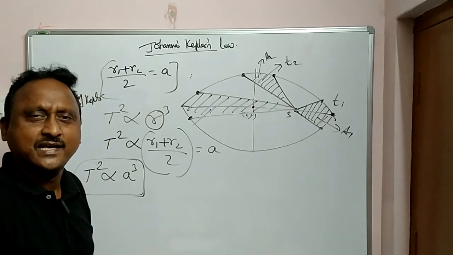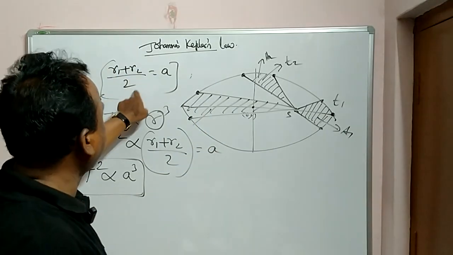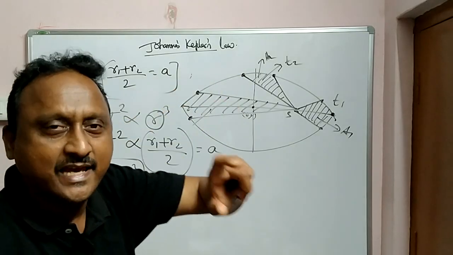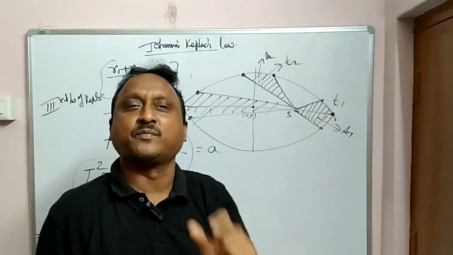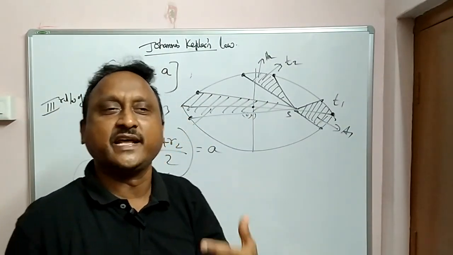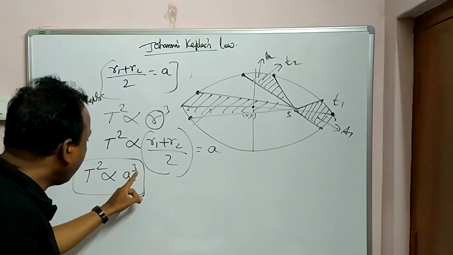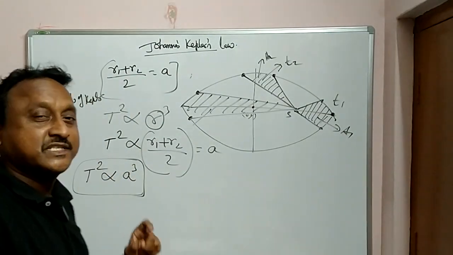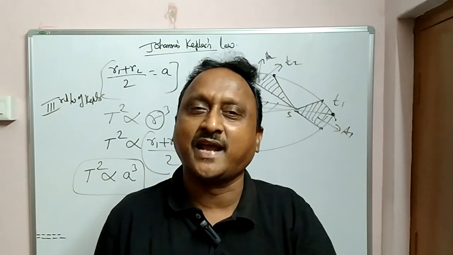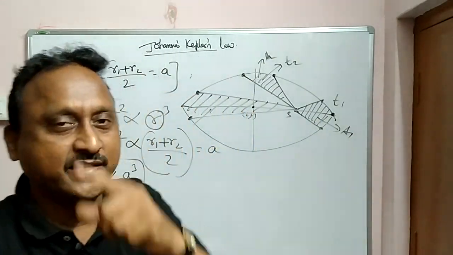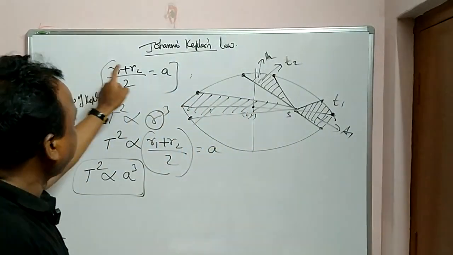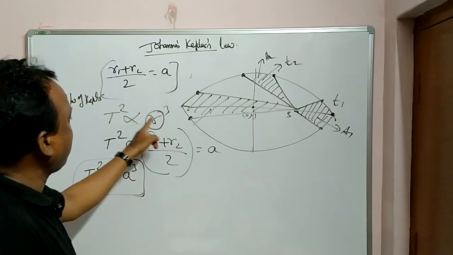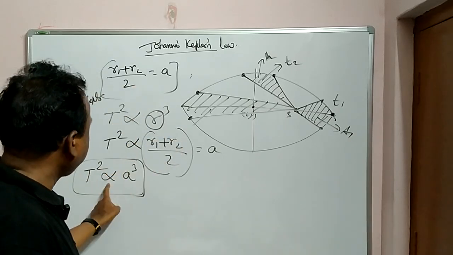Not R. Because the average distance r1 plus r2 by 2 is a. What is a here? The average distance between the sun and the planet. That means the cube of the average distance between the sun and the planet is directly proportional to the square of the time period of the revolution of the planet around the sun. Let me say it again: the third law is not T square proportional to R cube, it is T square proportional to a cube.